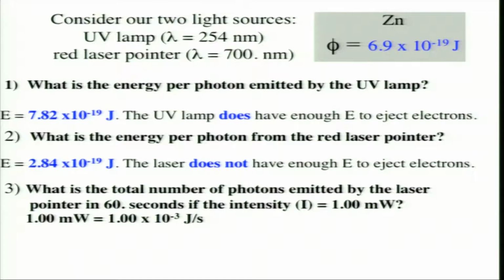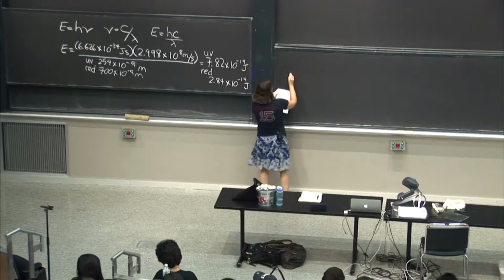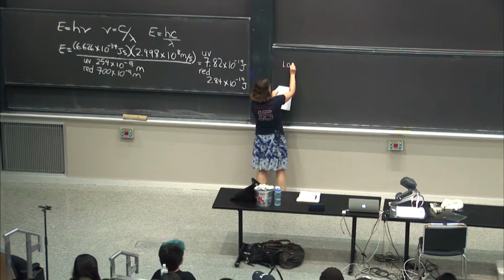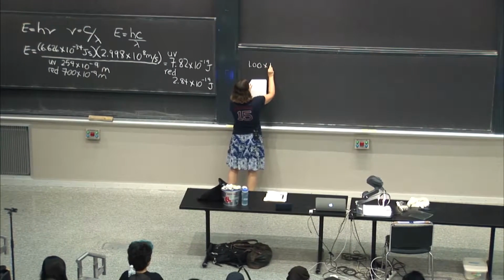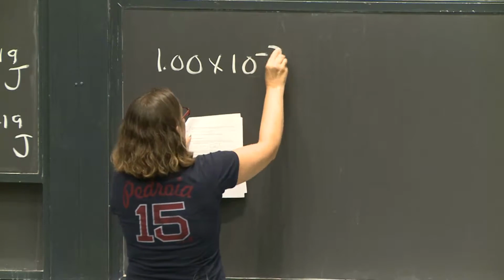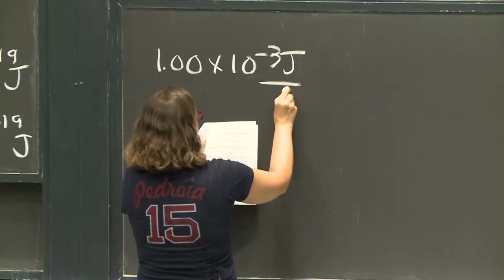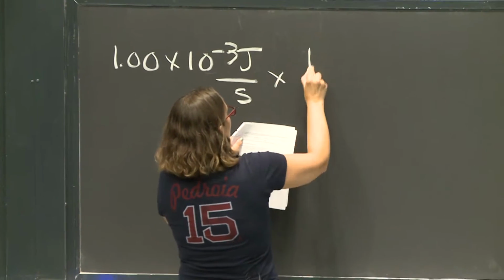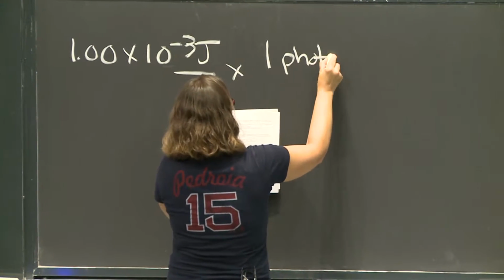in 60 seconds if you have an intensity of 1 milliwatt, and a milliwatt is equal to 10 to the minus 3 joules per second. So we can just do that calculation over here. So we have 1.00 times 10 to the minus 3 joules per second, 1 photon.